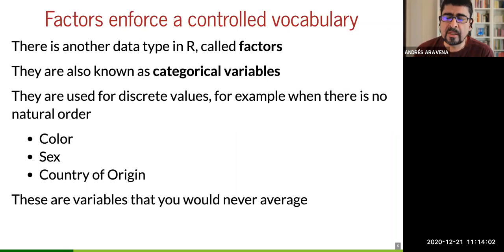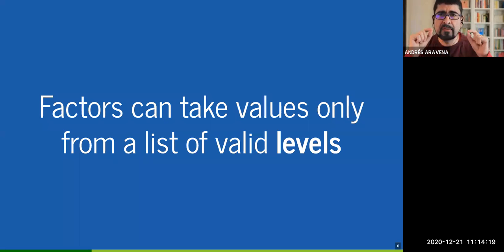And essentially that will help us to do a better analysis later. Okay, it's a tool that helps analysis. So the basic point is that factors are variables that can take a value from only a list of valid levels. We say that you have different possibilities. These possibilities are called levels.